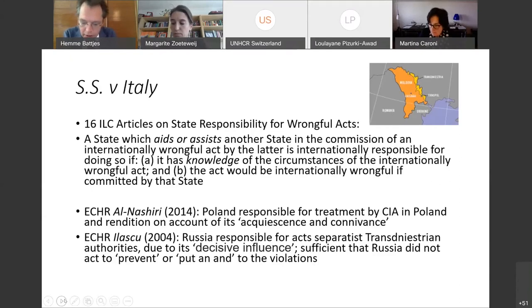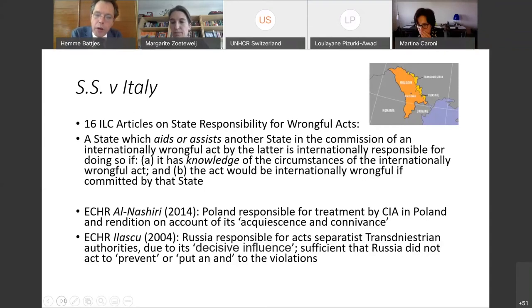But then, if knowledge means something more like awareness, then it could be met. I mean, the way Libya treats migrants, both during rescue operations, but also on Libyan soil, is well known already since Hirsi. So there may be a possibility here.